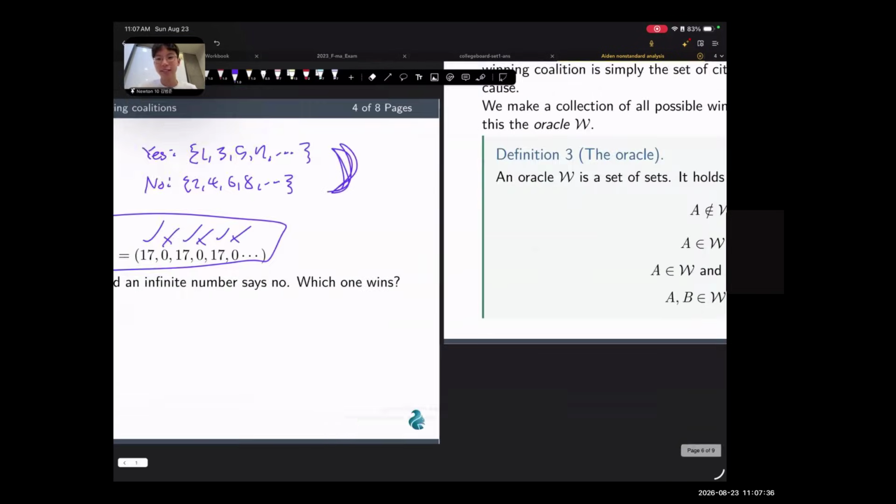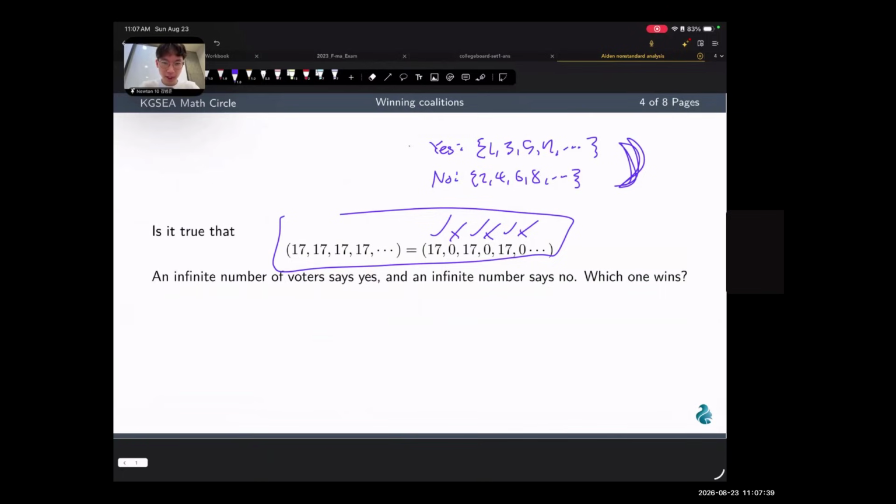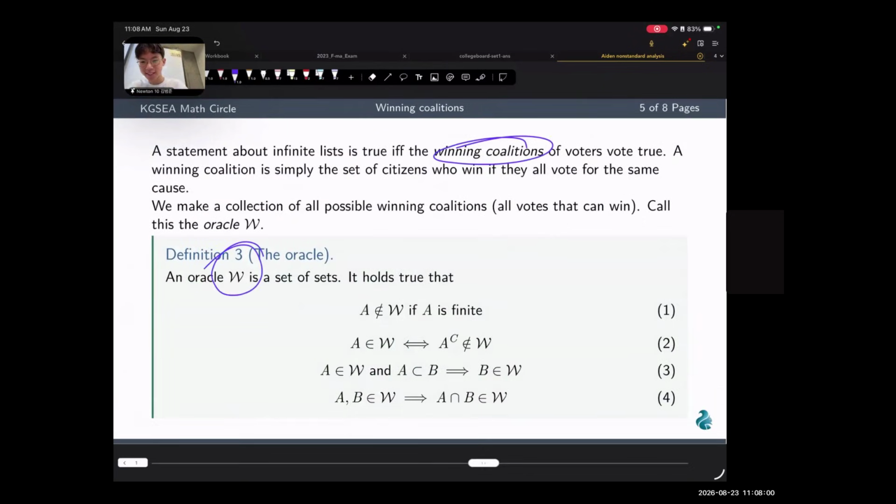Let me go back to an example that's right here. We collect the number of voters who respond yes to this question and the number of voters who say no to this question. And we get a set of voters who agree and a set of voters who say no. Which one is going to win? The answer is whoever is a winning coalition. Whichever set is a winning coalition, they're going to win the vote. And here I have a set theory. I'm going to write a fancy W to denote the oracle. This is a set of sets. W lists out all the sets of voters who can win a vote if they vote for the same cause.